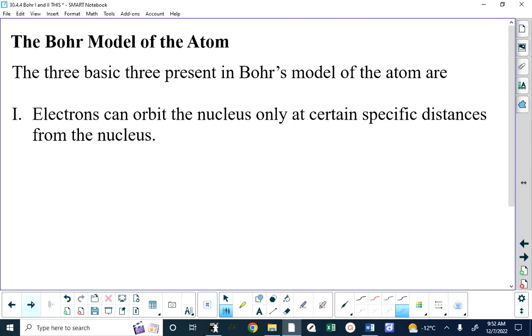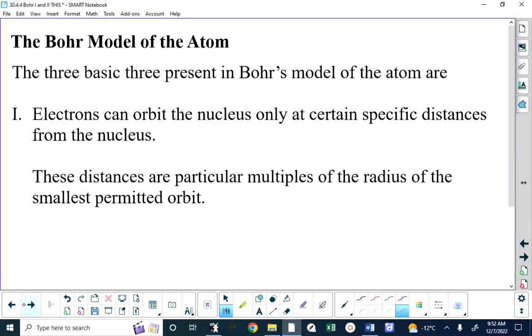His first idea is that electrons are allowed to orbit an atom, but only at certain specific distances. What does that mean? It means an electron can be in this orbit, or it can be in this orbit, but it can't be in between, which is mind-blowing right there, because the electrons can dance around from orbit to orbit, but there's only specific places that they can be.